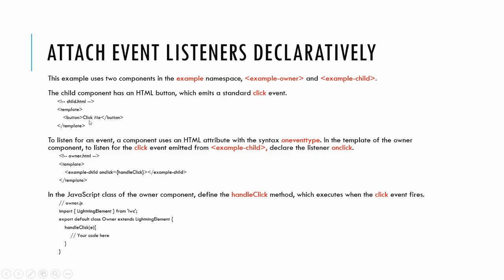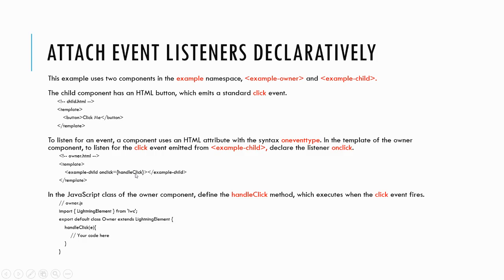Now this is a button, so it will have its own DOM events. As we already discussed, it supports standard events. So when you click the button, it will fire a click event, which can be handled by the parent component with the syntax on plus event type, which is onclick.